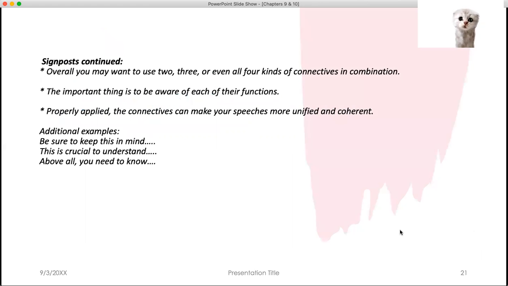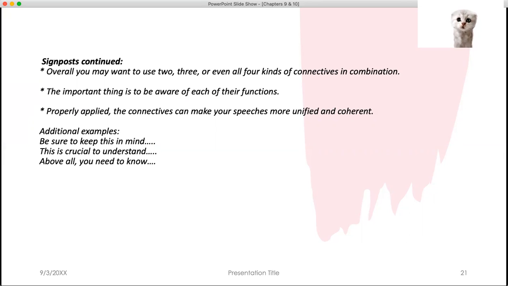Overall, you may want to use 2, 3, or even all 4 kinds of connectives in combination. The important thing is to be aware of what the function of each is. That way you can use them appropriately. Properly applied, these connectives will make your speeches a lot more unified and coherent.